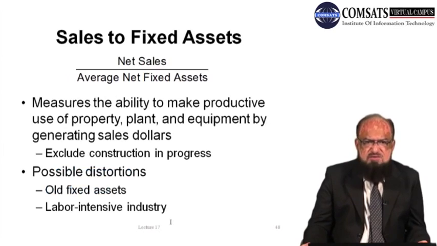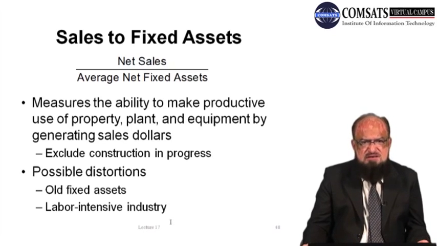If you remember, we discussed another ratio in lecture 17, sales to fixed assets. The formula is very simple: net sales divided by average net fixed assets.